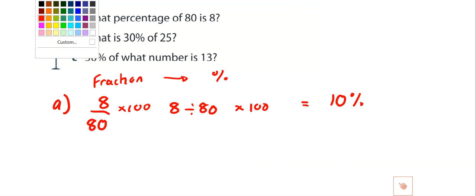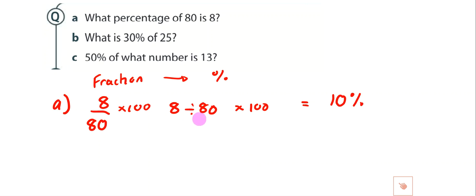By the way, that process, you've gone through your calculator: what is 8 divided by 80? 0.1. So this bit is 0.1. So if we do 0.1 times 100, we can see it does make 10%.